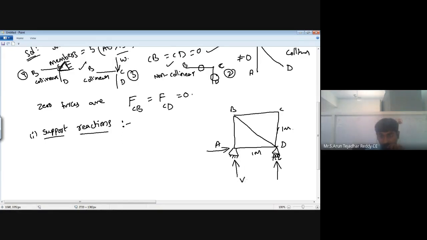Here we can write VA because it is the vertical force at point A. Next, the vertical force at point D. We can call it the vertical reaction at A and the vertical reaction at D. And this is the horizontal direction, so we can write it as the horizontal reaction at A. This is indicated as a zero force.